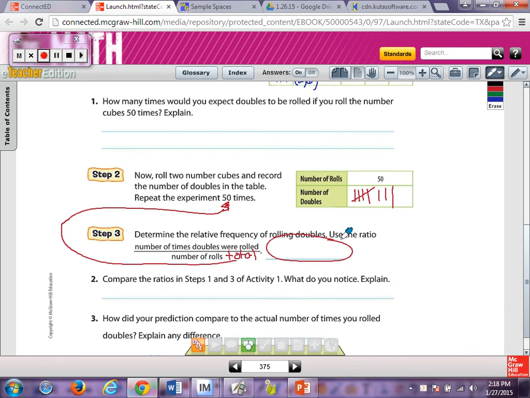If you're working with pairs, take turns. Maybe each of you do 25, and you record it together. It doesn't really matter as long as 50 rolls happens and you record the data.